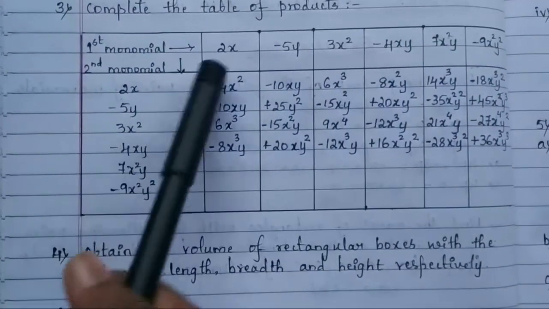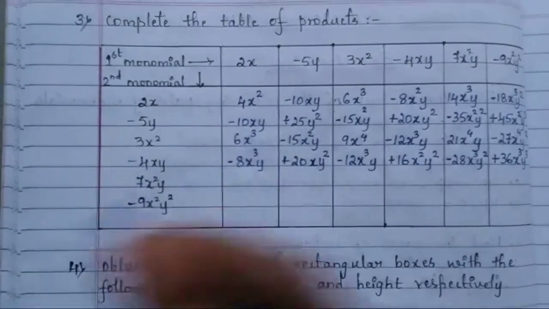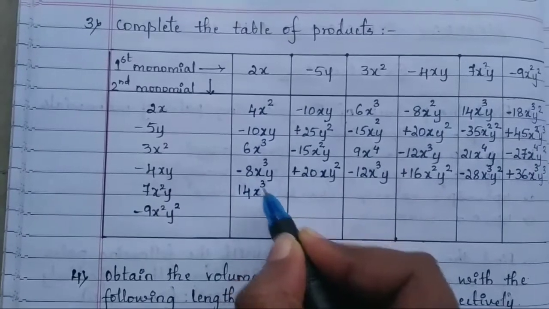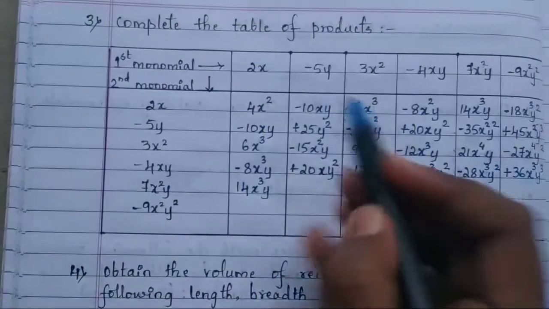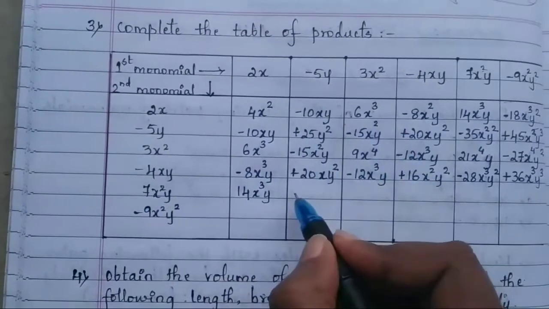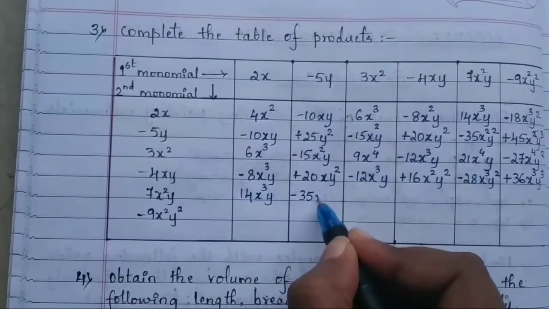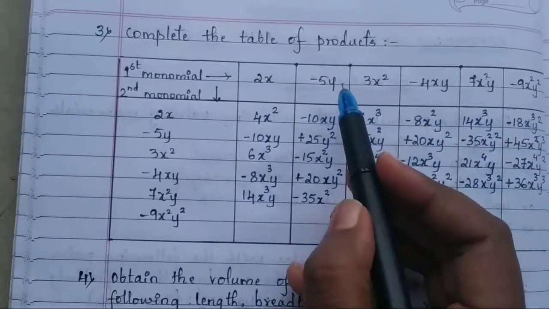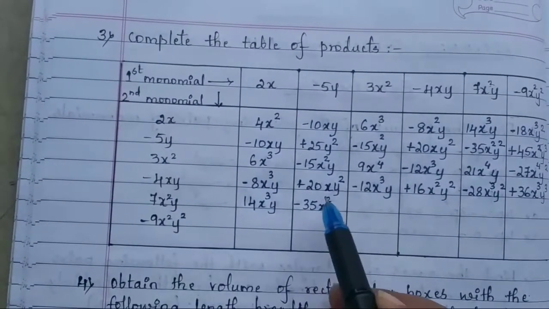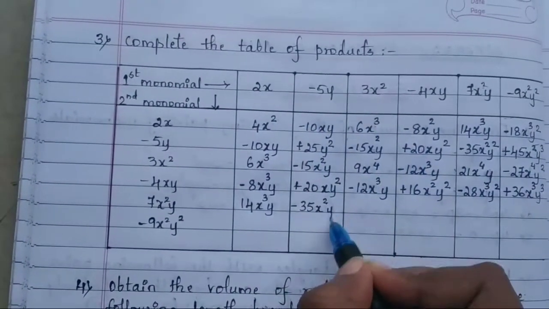Okay, then we are having 2x into 7x square y. 7 2s are 14. x into x square is x cube and y will be as it is. Then minus 5 and 7. Okay, minus 5 into 7. Minus 7 5s are 35. Okay, and x square we are having as it is. As we are not having x square here, only x square is here, so x square will be here as it is, and y into y will be y square.